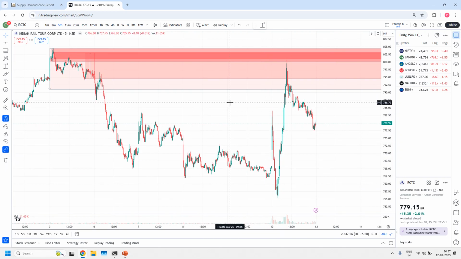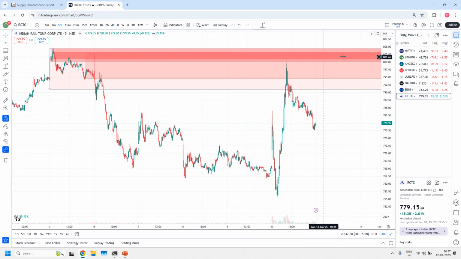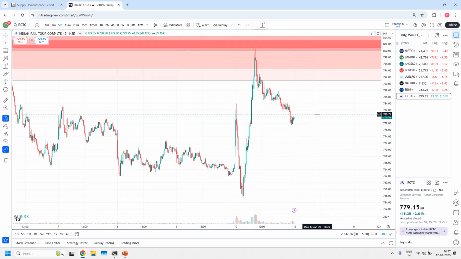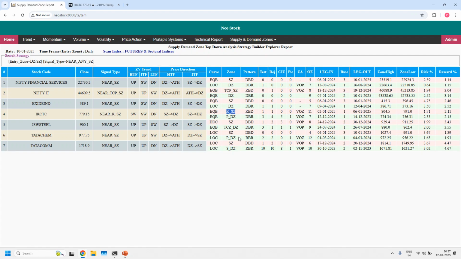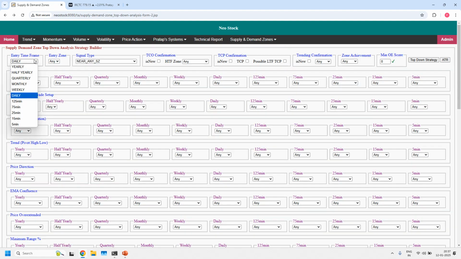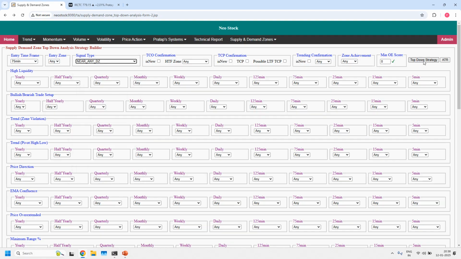Okay, this is about IRCTC. This is the area you can plan the trade, because this is the horizon. Until it is violated, you can plan. Any supply zones available? High liquidity? No, no more high liquidity supply zone. Now let's move on to the 75 minutes time frame. In the 75 minutes time frame, stocks near the demand zone.